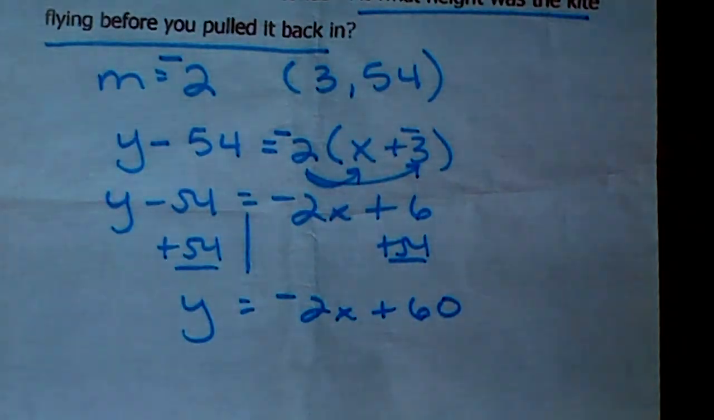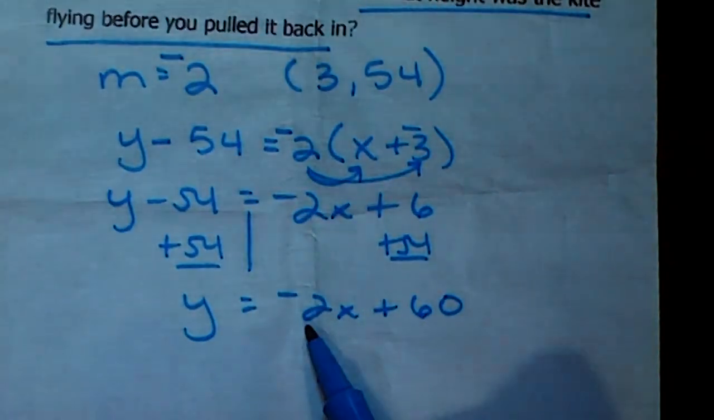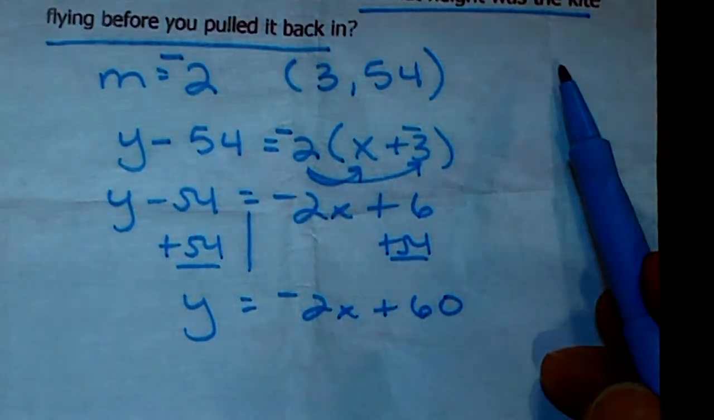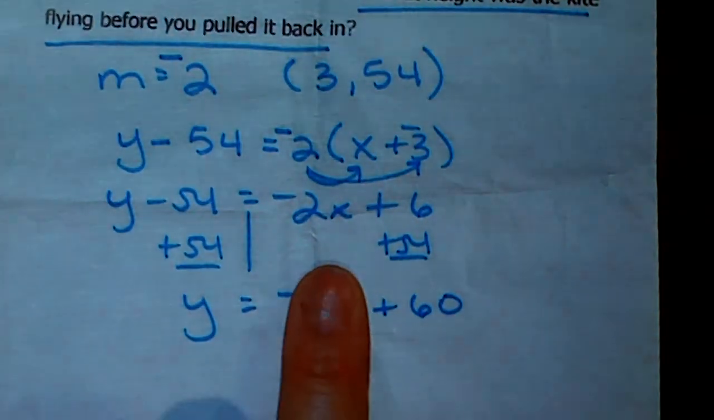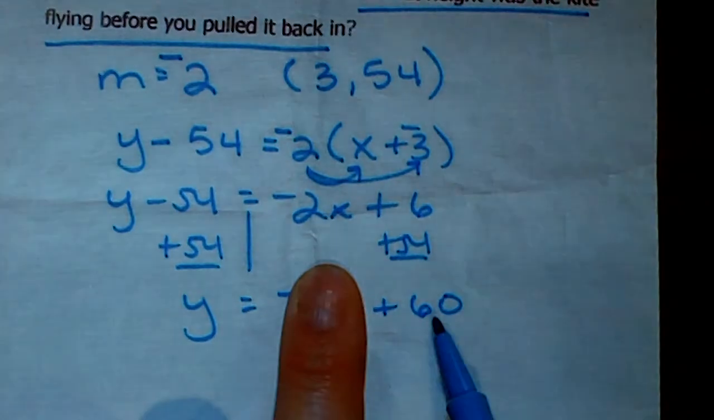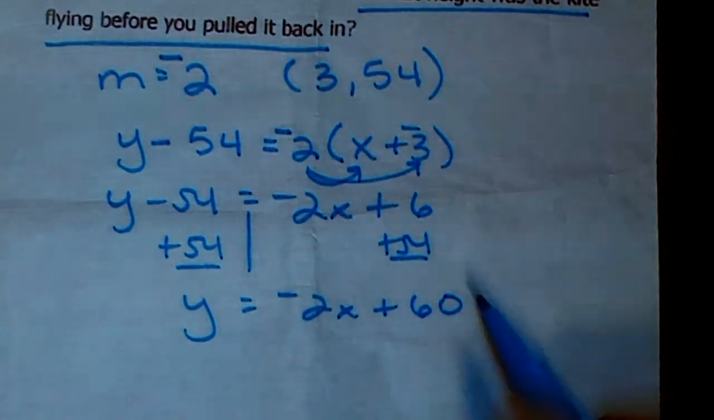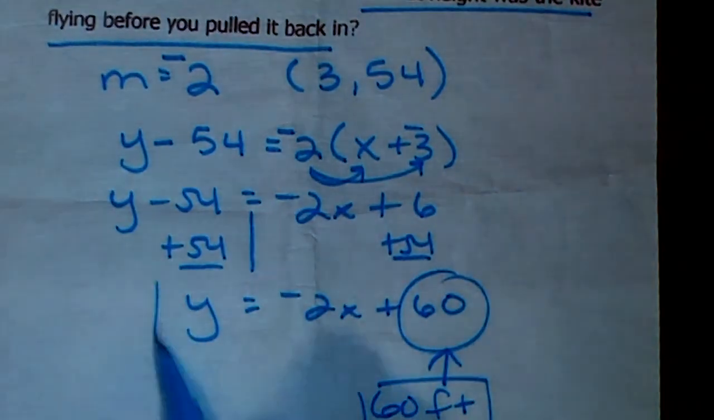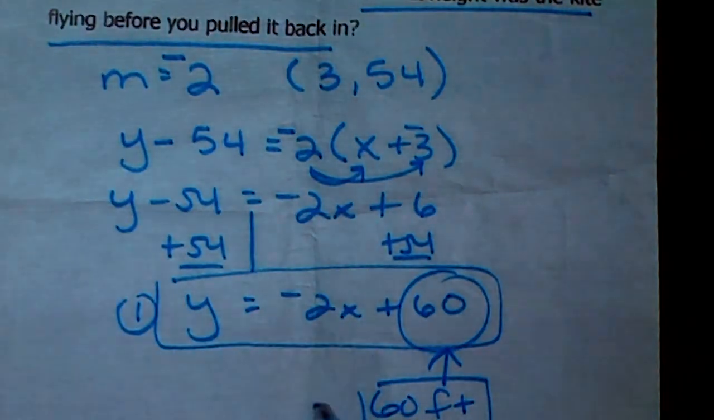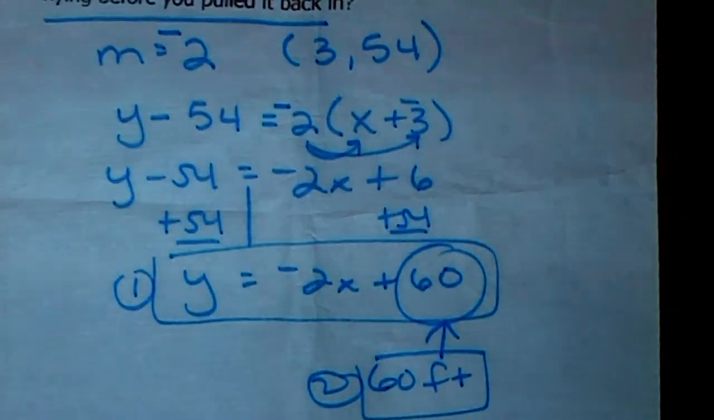Now here's our equation, that's part 1. We said before that the height the kite was before you pulled it back in occurred when x is 0, right? Well, when x is 0, guess what y is? Yup, it's 60. So right here, that's the height the kite was before you pulled it back in, 60 feet. Voila. So there's part 1. There's part 2. We're going to try one more similar to this, because this was kind of tricky.